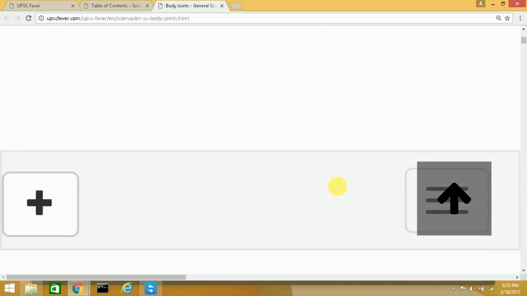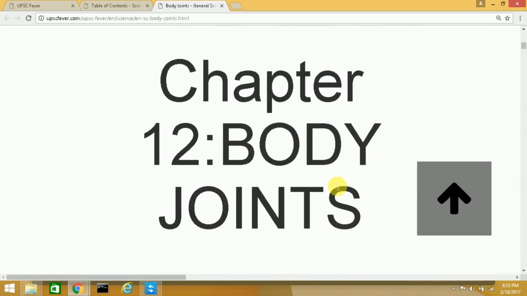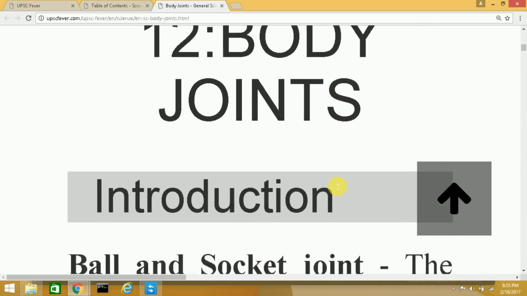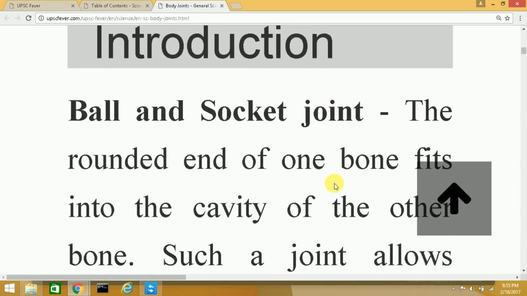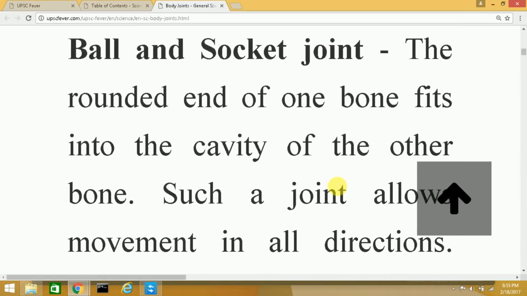Today we are going to see chapter number 12, which is on body joints. In this chapter there are four different types of joints that are discussed. The first is the ball and socket joint.